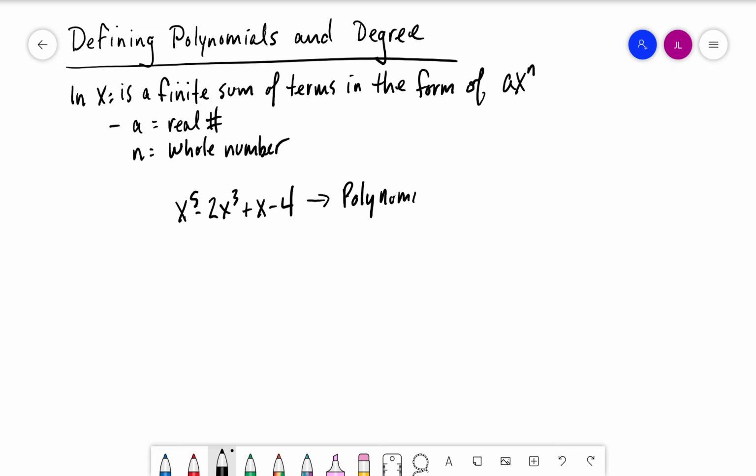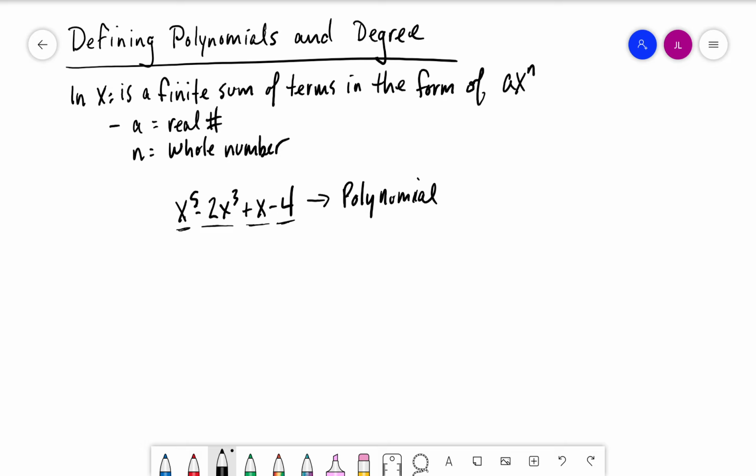And we use polynomial as a general term. When we look at polynomials, they're made up of a finite sum of terms. There's a term, there's a term, there's a term, there's a term. So I have 4 terms here.